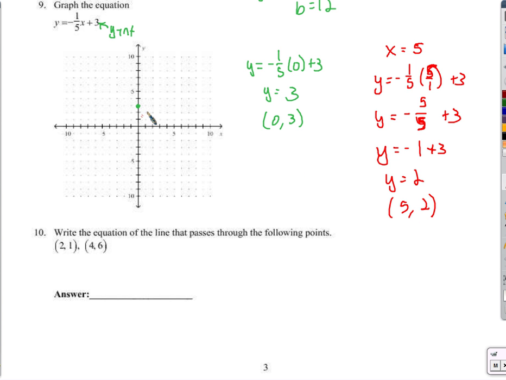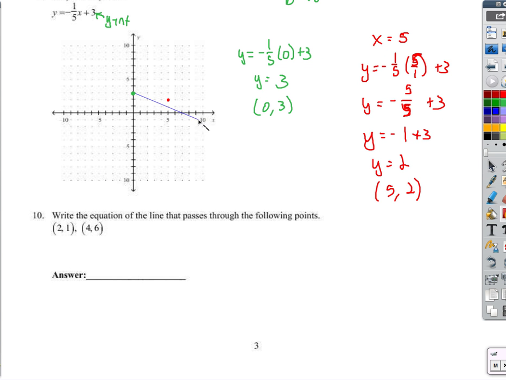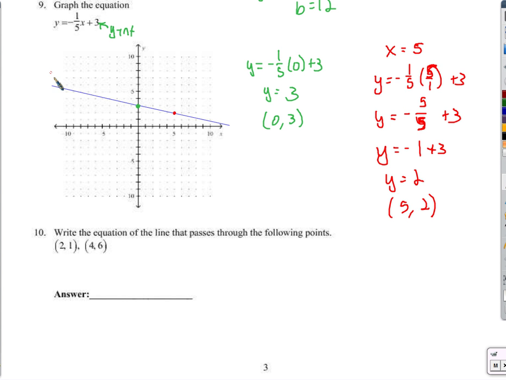Okay, so notice when I plot 5, 2, it's just 5 to the right and 1 below where this point was. So 5 to the right and 1 below, we can just follow our slope that way. We could follow 5 over and down 1. Notice it's a negative slope, and so this line's going to go down and to the right, not up and to the right. Very festive looking line here. Throw a couple of arrows on there, and we've got ourselves a line.